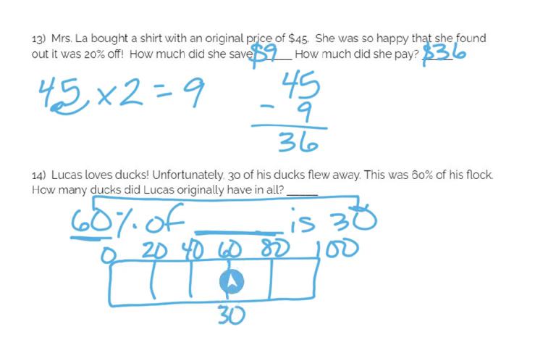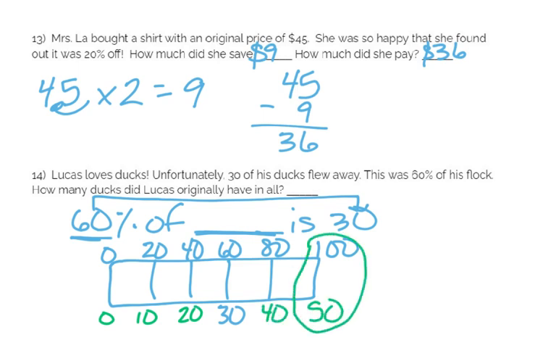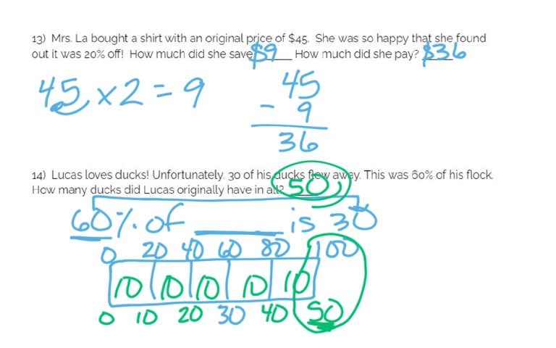Here we have 30. So this is split into 1, 2, 3 parts. So if we take 30 and split it into 3 parts, that means that each part has to be 10. So I have 0, 10, 20, 30, 40, and 50. So therefore 100% of the flock was 50 ducks. You could also say, all right, each of these is 10, 10, 10, 10, 10, and 10, and 5 tens is also a 50.